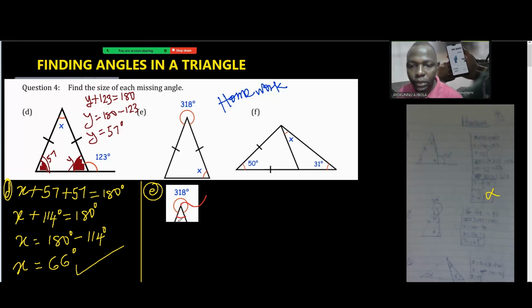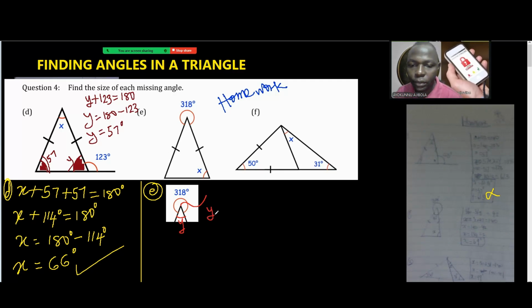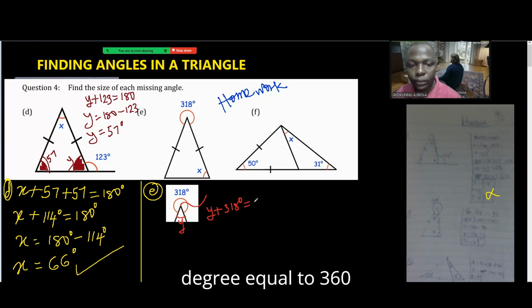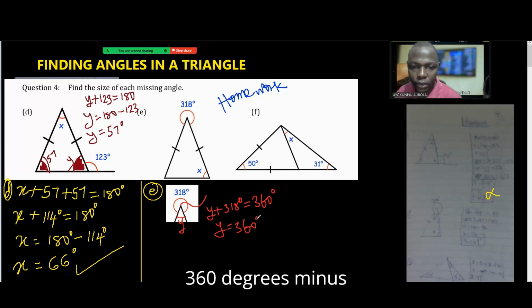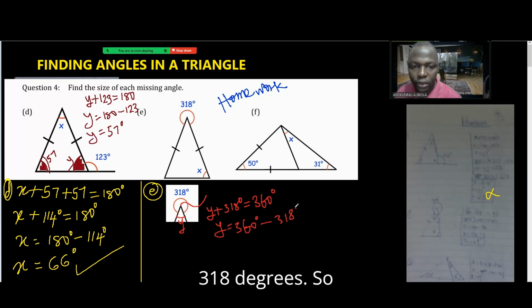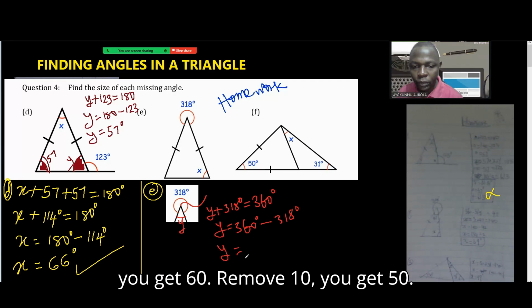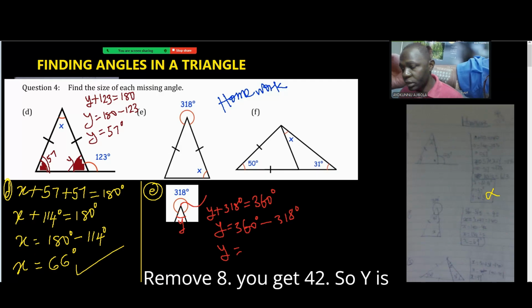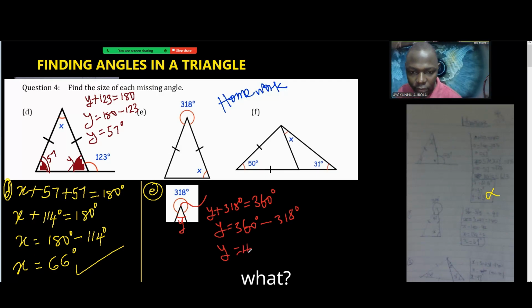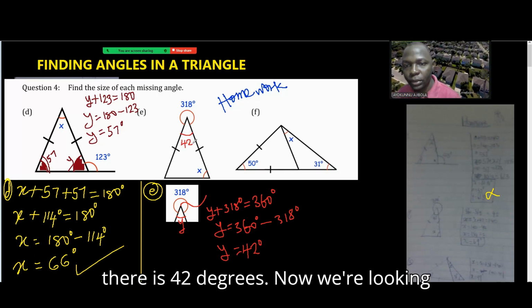So if I call this place y, that means y plus 318 degrees equals 360 degrees. So y equals 360 degrees minus 318 degrees. Remove 300 from 360, you get 60. Remove 10, you get 50. Remove 8, you get 42. So y is 42 degrees. So that means the angle inside here is 42 degrees.